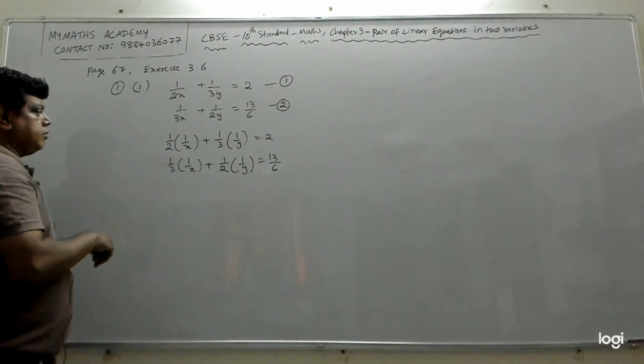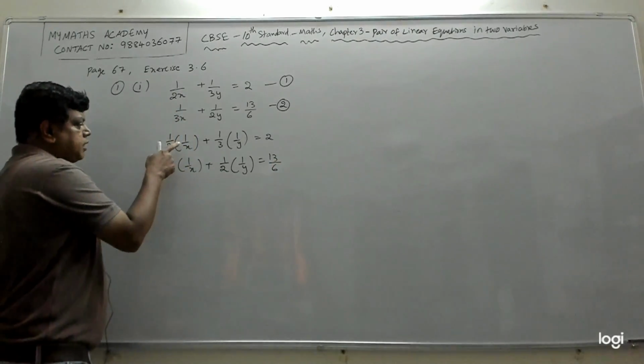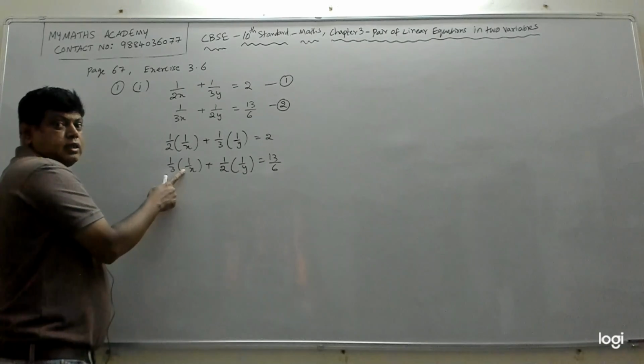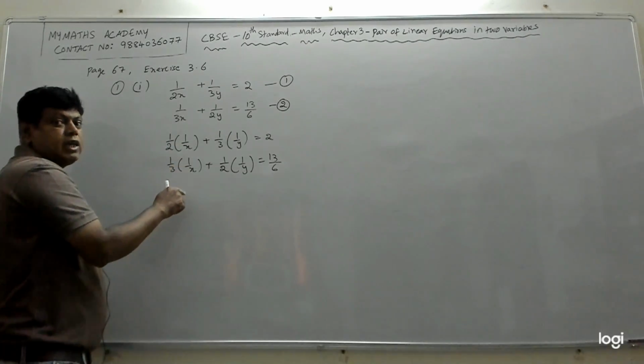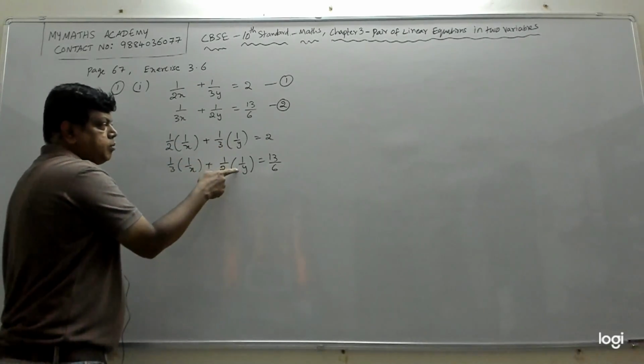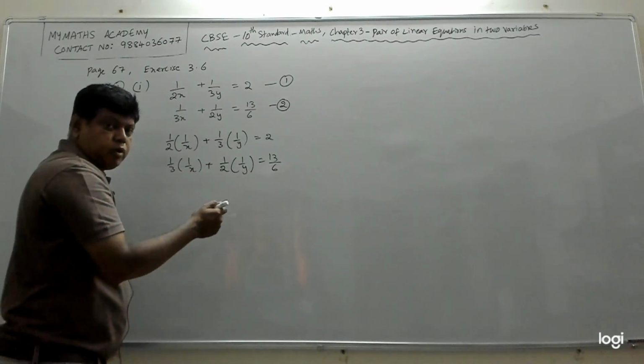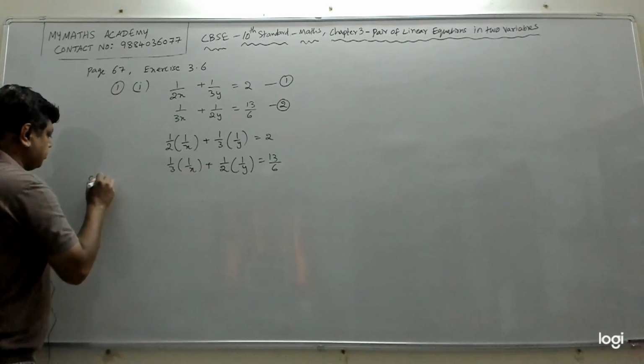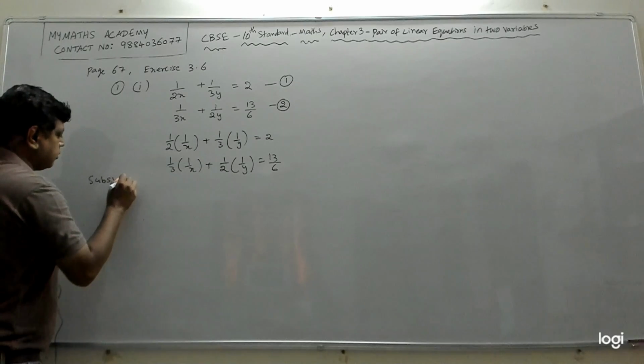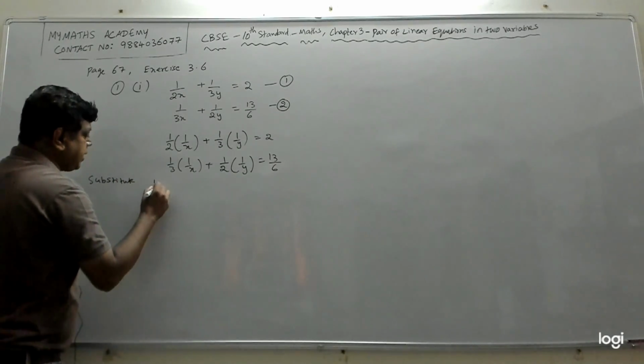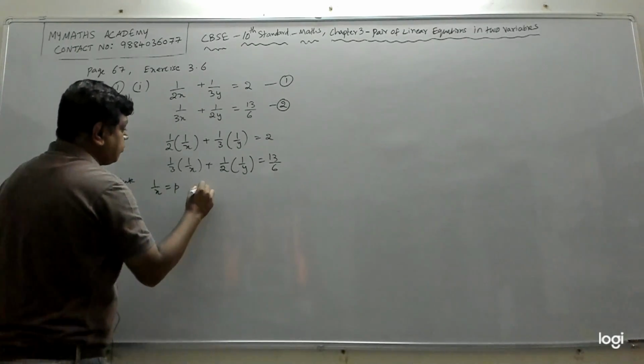Now if you observe, you need to make sure that you have the same term. Here also 1 by x, here also 1 by x. So we can put 1 by x as some value p. Similarly 1 by y, 1 by y, we can put 1 by y as some q. So we will substitute 1 by x as p and 1 by y as q.